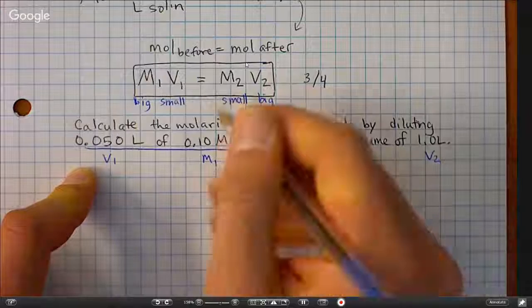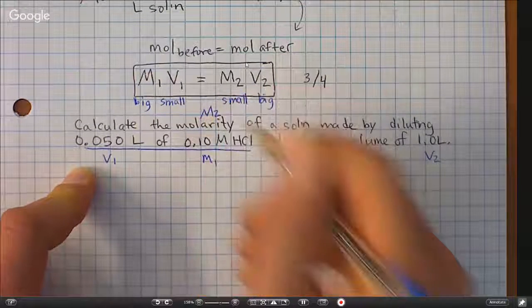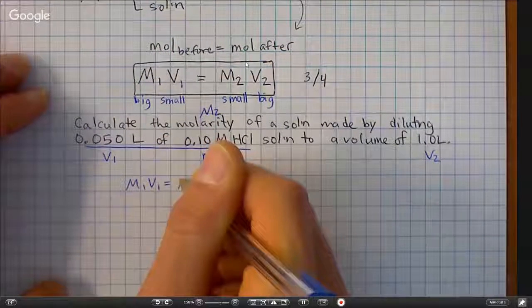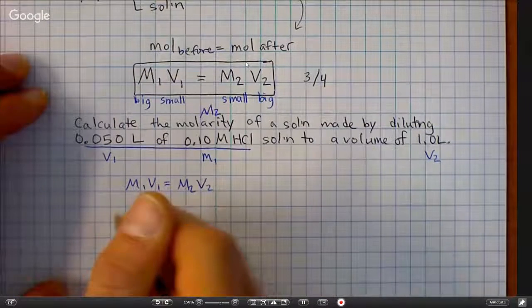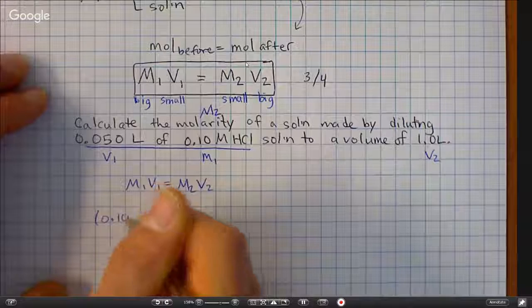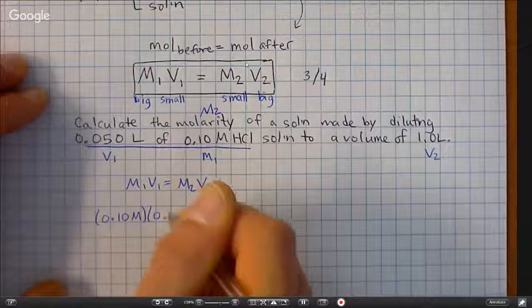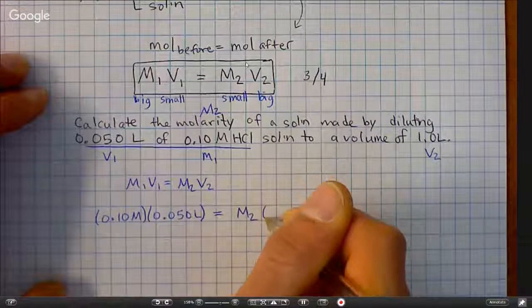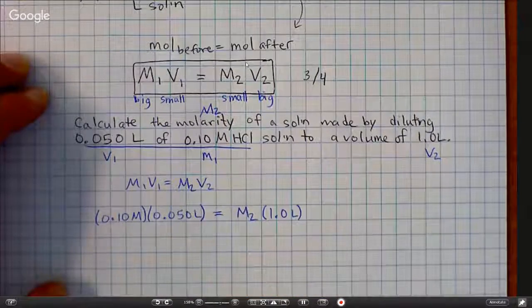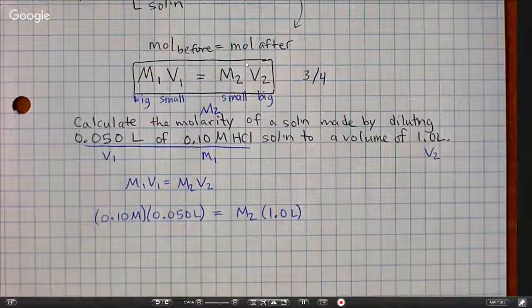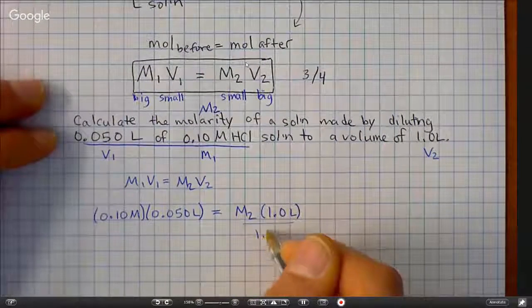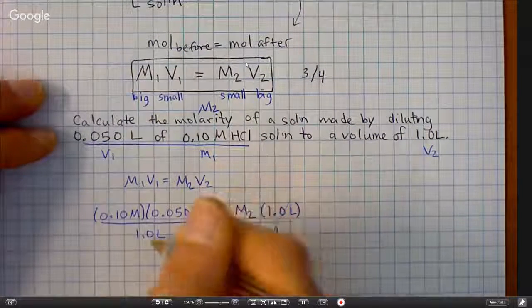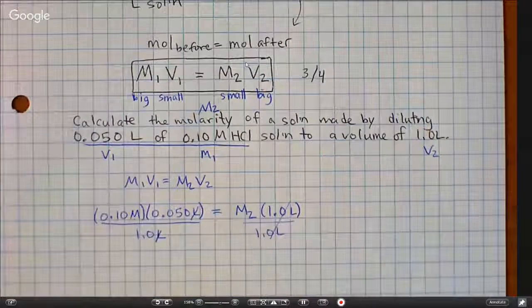Okay? That means that we're going to solve for M2 here. So we'll set up our equation. M1 V1 equals M2 V2. We have 0.10 molar times 0.050 liters equals M2 times 1.0 liters. Okay, we are solving for M2, so divide both sides by 1 liter. Our liters cancel, giving us molar, which is what we want.